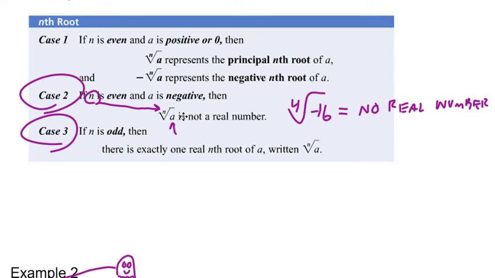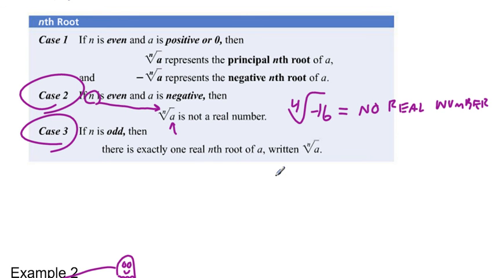So you kind of want to know this format. If I have the nth root of a, if n is even and a is a negative number, there's no real number. And then come down here. If n is odd, it's right here. If n is odd, then there's going to be exactly one real root.